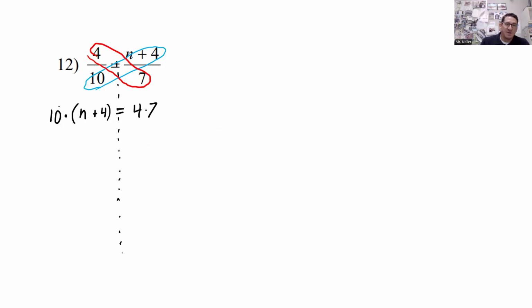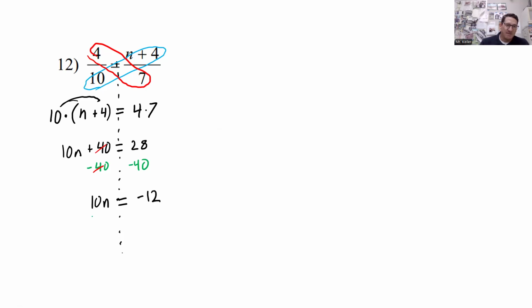One side, and then distribute this 10. 10 times n is 10n. 10 times 4 is 40. 4 times 7 is 28. Finish solving here. I'm going to subtract 40 from both sides. Plus 40 minus 40 cancels out. All I have left on that side is 10n. That's equal to 28 minus 40, which is negative 12.